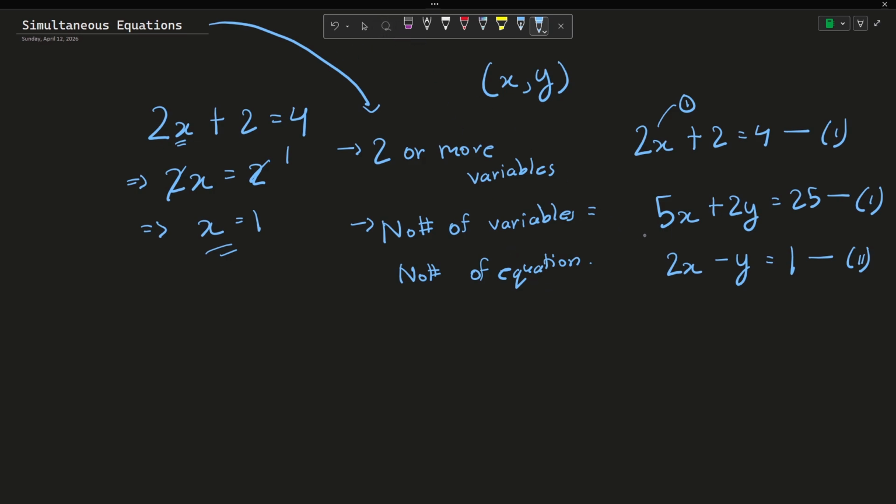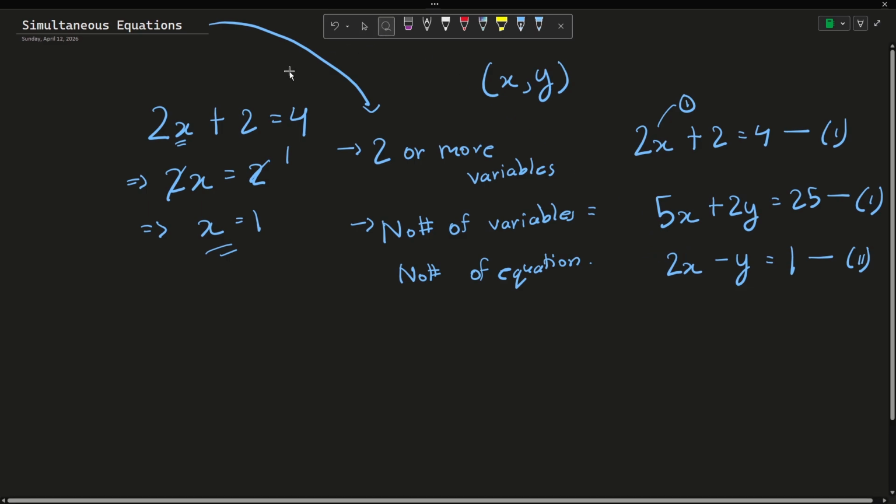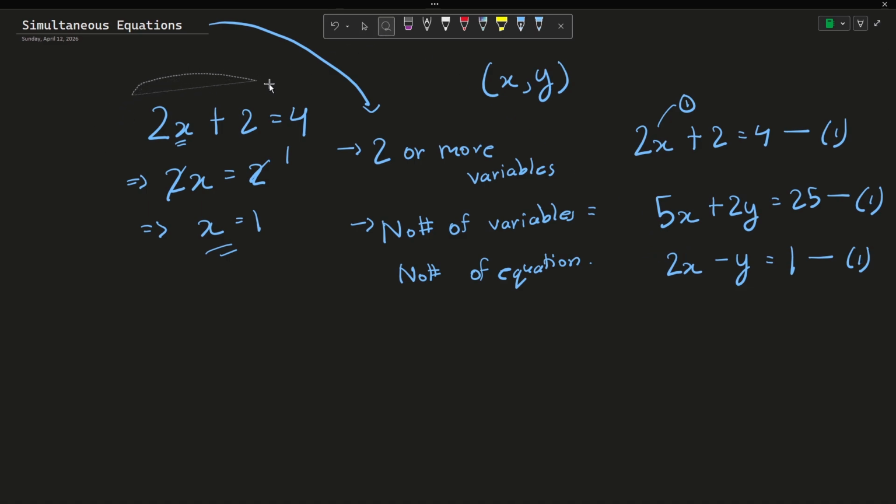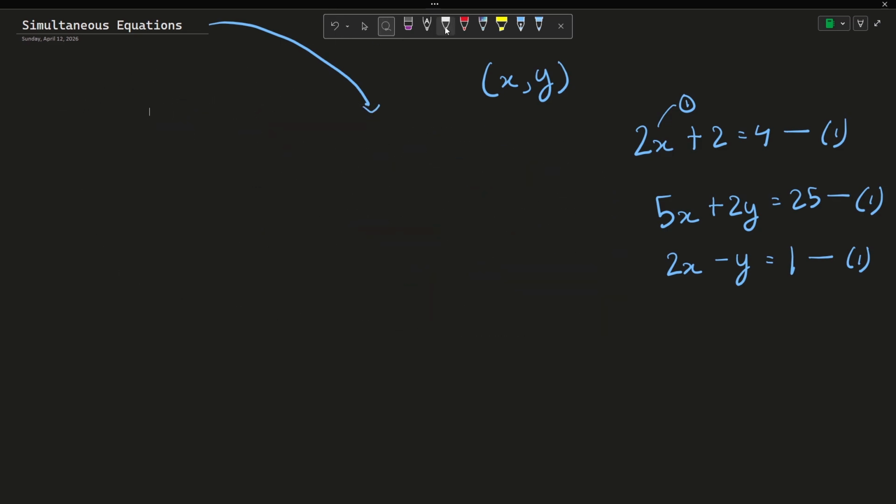So this is what simultaneous equations basically are. We try to solve two equations simultaneously to find out the value of the variables. Now we are going to explore the methods in which you can solve simultaneous equations. The first and the easiest method is elimination. What we try to do in elimination is that we try to subtract or add our equations so that we can eliminate a variable from our equations.